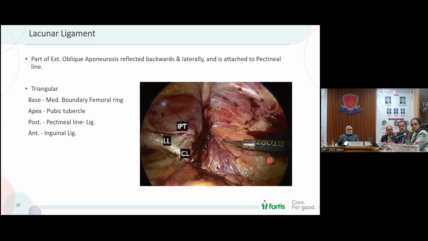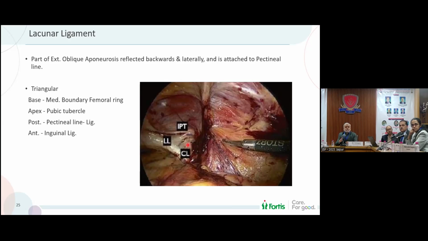And then there is the lacunar ligament, which forms the medial boundary of the femoral ring. The femoral ring is the site for femoral hernia, just below the iliopubic tract and above Cooper's ligament. The apex is formed by the pubic tubercle. The posterior aspect is the pectineal line of the ligament, and anterior is the inguinal ligament. So this is the site for the lacunar ligament, and this is the site for femoral hernia.